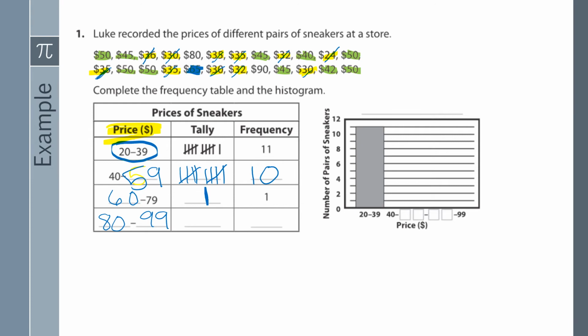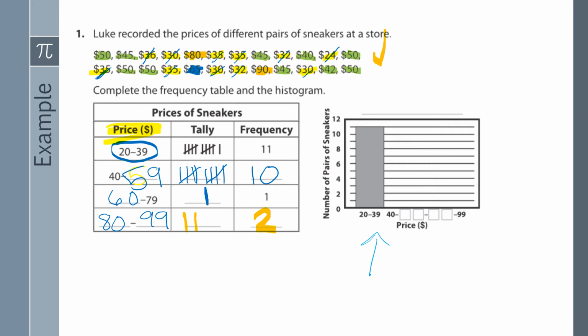And then 80 to 89, we have 1, 2, so we have 2. All right, and I have everything colored, which means I checked off everything. So that's a good way to kind of check. All right, so then we want to do our histograms. We want to fill in this down here first and make sure we have everything listed.